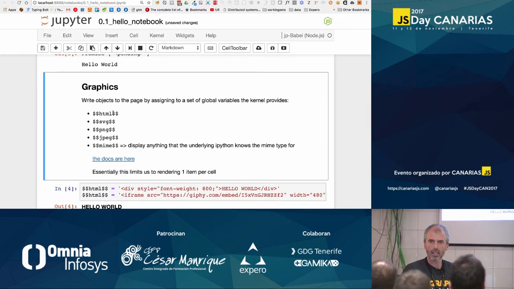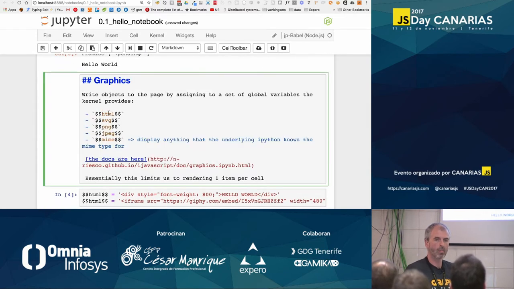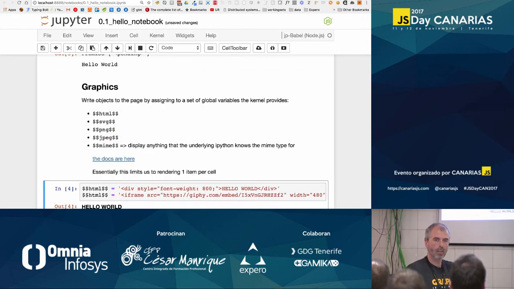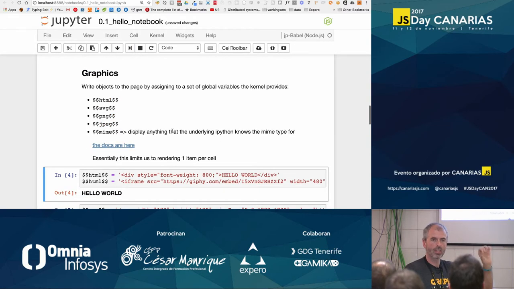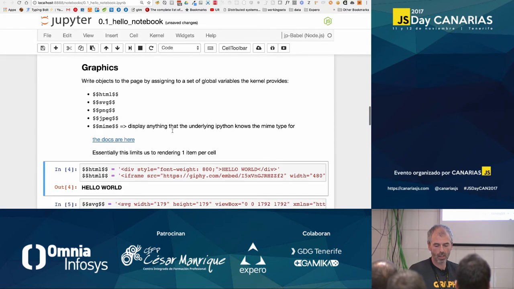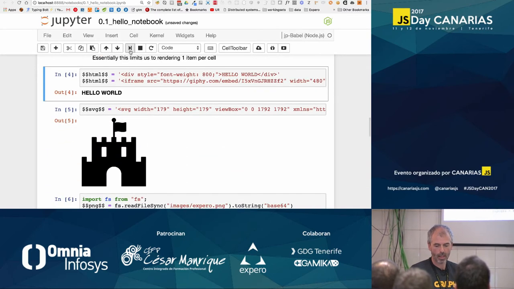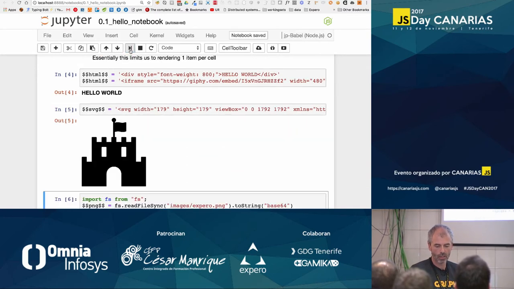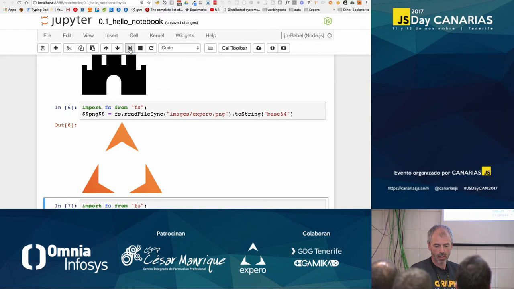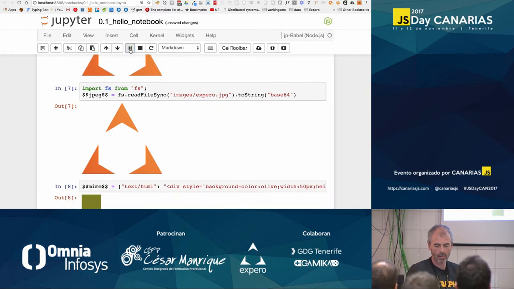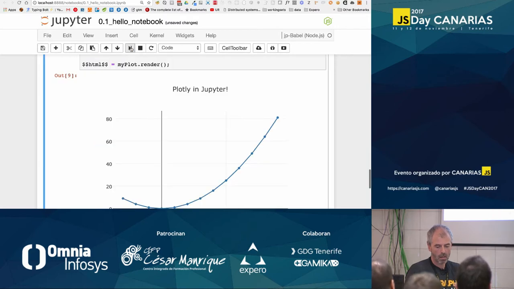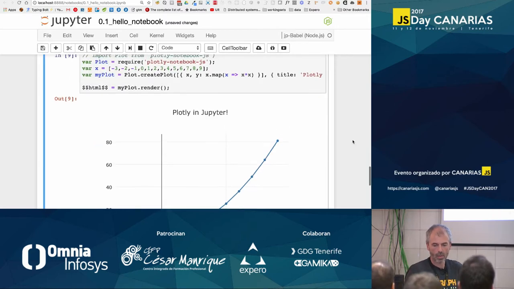We can render graphics. There's sort of a special variable on the page that we can render to. And if you render something to that, it'll mount it onto the DOM for you. And we can do HTML images and any MIME type that we like. So this first notebook, if I just run the cells, it's just picking stuff up, rendering images. Here, just rendering a div with some styles. So you can do a whole bunch of stuff.